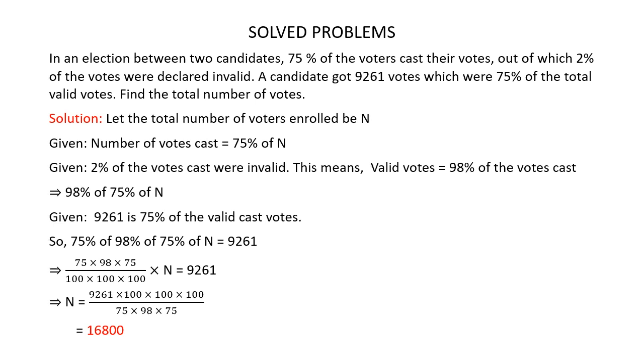9,261. This is nothing but 75 multiplied by 98 multiplied by 75 divided by 100 multiplied by 100 multiplied by 100 multiplied by N is equal to 9,261. On cross multiplication, we get N is equal to 9,261 multiplied by 100 multiplied by 100 multiplied by 100 divided by 75 multiplied by 98 multiplied by 75. On solving, we get N is equal to 16,800. So the total number of votes in the election is 16,800.